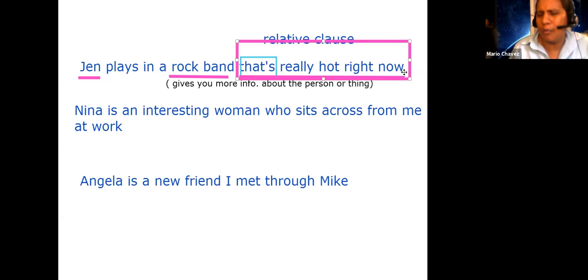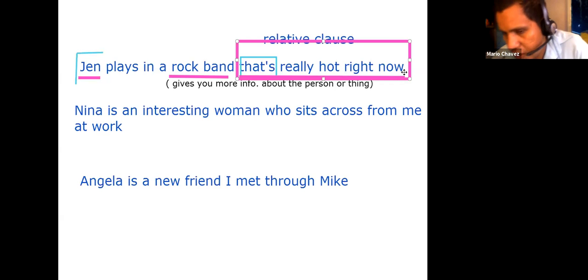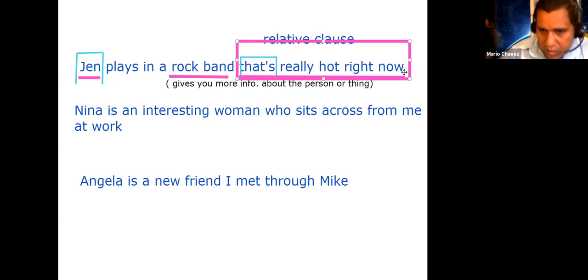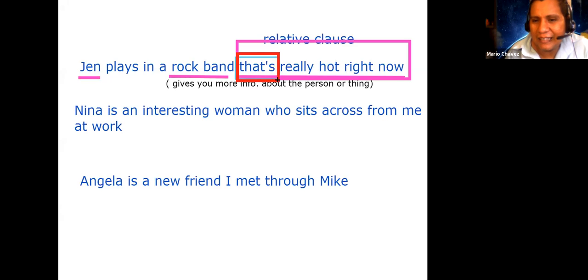What is really hot right now? What does that mean? It means that it's becoming famous, maybe. Yes, it's having good presentations. Well, sorry, not presentations, performances. It's giving good performances. Okay, and notice that we are using that. And that we are using for things, okay? Now, what about the second?